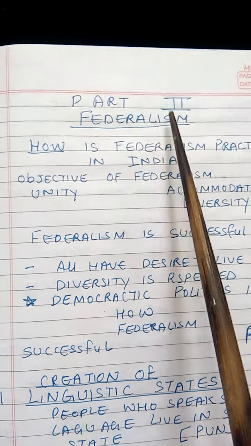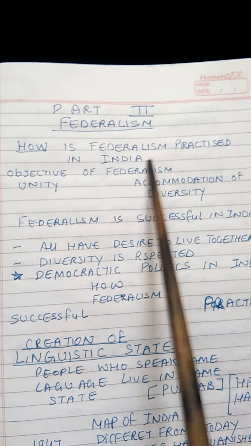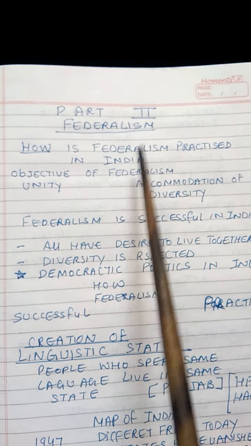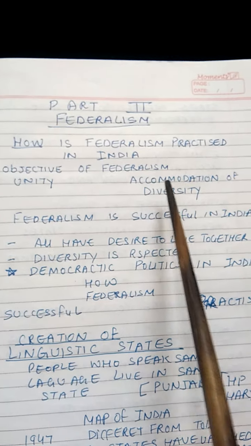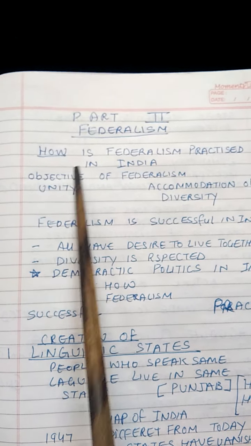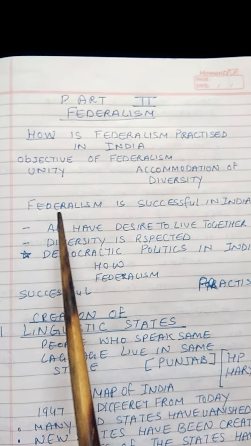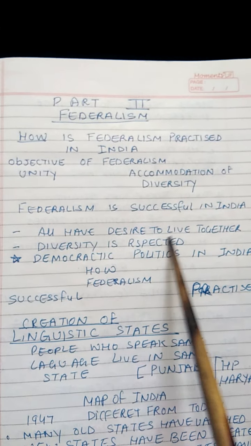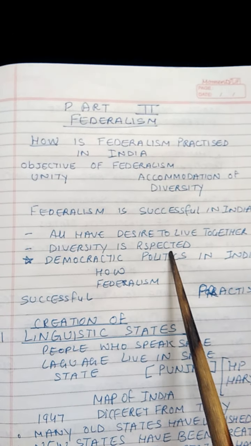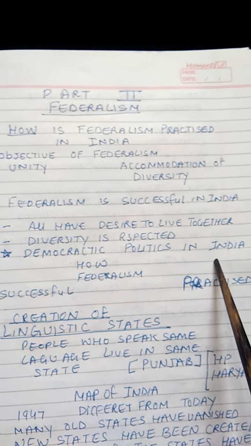Now we'll discuss the second part of the chapter, federalism, and we will take up the topic, how is federalism practiced in India? Already we know that the objective of federalism is to strengthen the unity of a country and accommodate diversity. So we can say that India is successful in maintaining and strengthening unity as well as accommodating diversity. Federalism is successful in India because, first, obviously, all have the desire to live together. Diversity is respected, and it has happened because of the democratic politics in India.